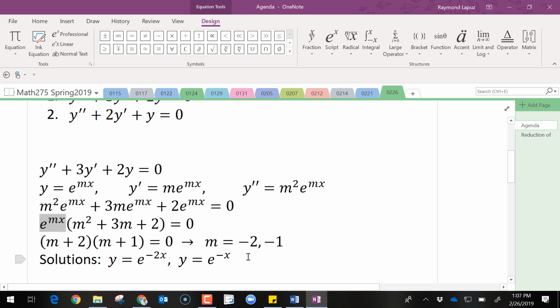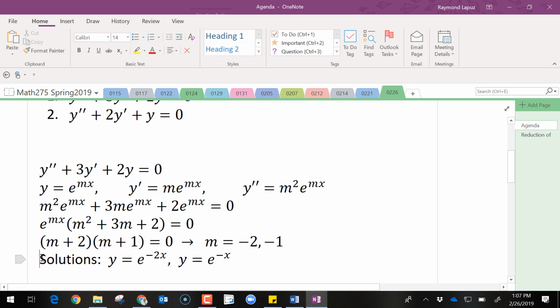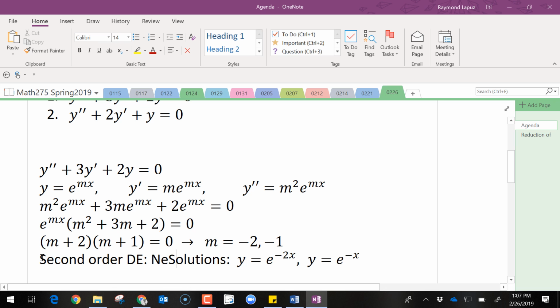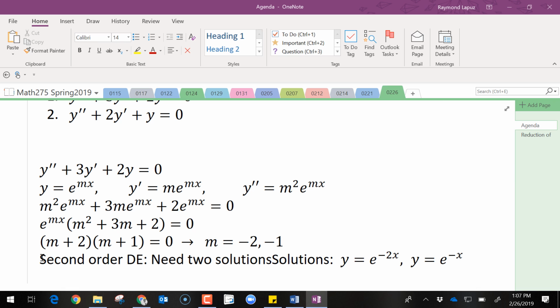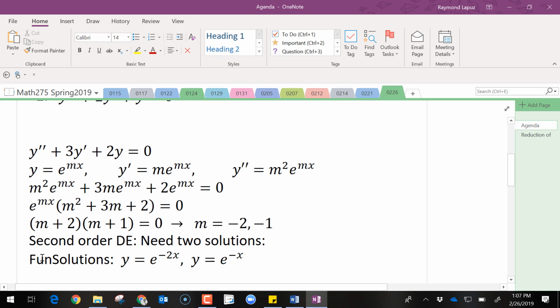So we are building a fundamental solution, and this is a second order differential equation, so I have to have two solutions. Okay? So second order differential equation, looking for two solutions. Let's make a note of that. And the fundamental solutions also have to be linearly independent.